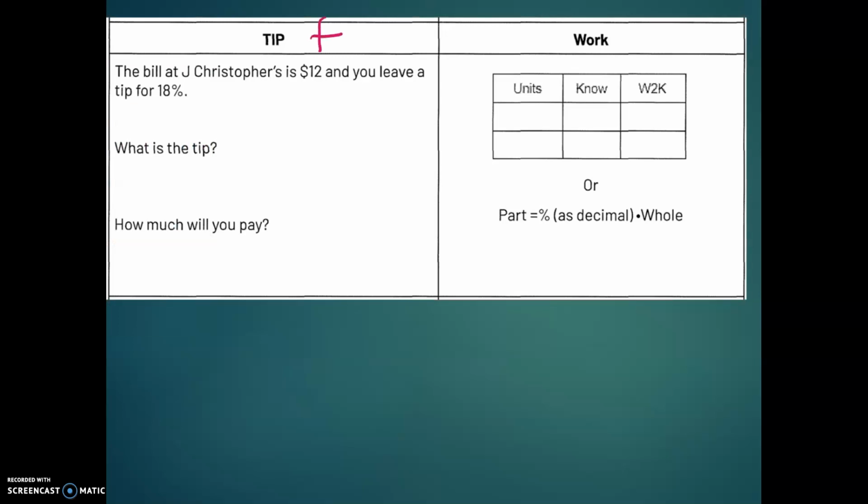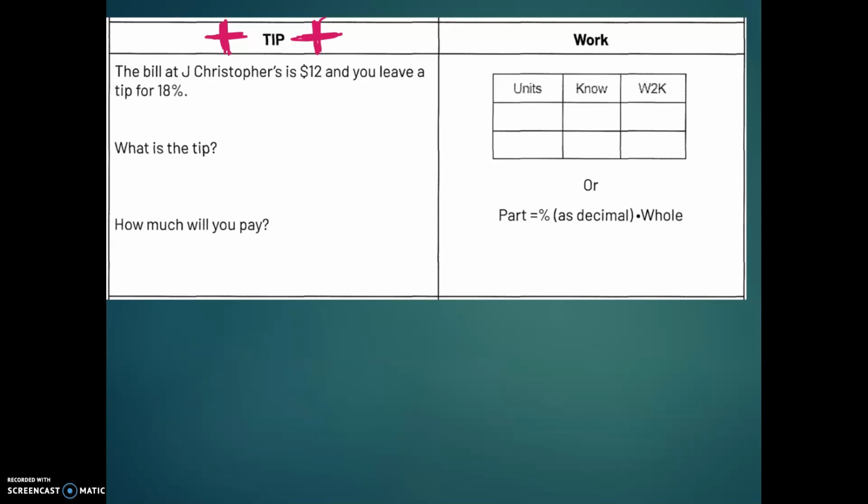So add for tip also. In the end, if we are trying to find the total, then we need to know that we are going to add in this case as well. Okay, let's read our problem. So we have the bill at J. Christopher's is $12 and you leave a tip for 18%. The question is, what is the tip? And then also, how much will you pay, which would be if it was asking for a total. That's how much would you pay total.